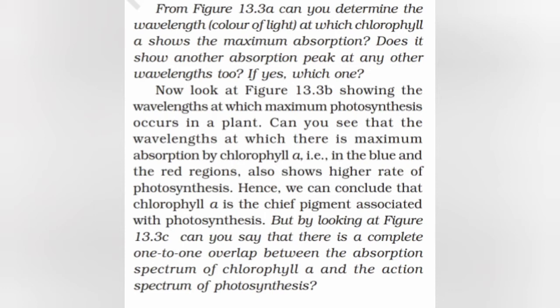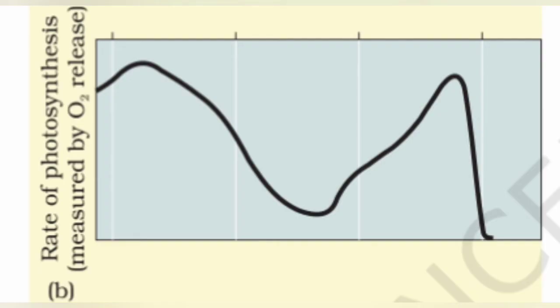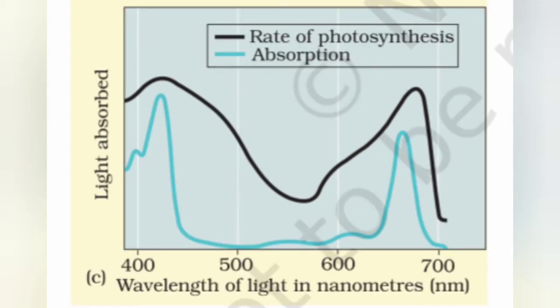But by looking at figure 13.3c, can you say that there is a complete one-to-one overlap between the absorption spectrum of chlorophyll A and the action spectrum of photosynthesis? Let's see. Here is the rate of photosynthesis. We obtain the two peaks at the same wavelengths as the two peaks obtained by the absorption spectrum of chlorophyll A. See the next figure, which shows the black one is the rate of photosynthesis and the blue one is the rate of absorption by chlorophyll A.